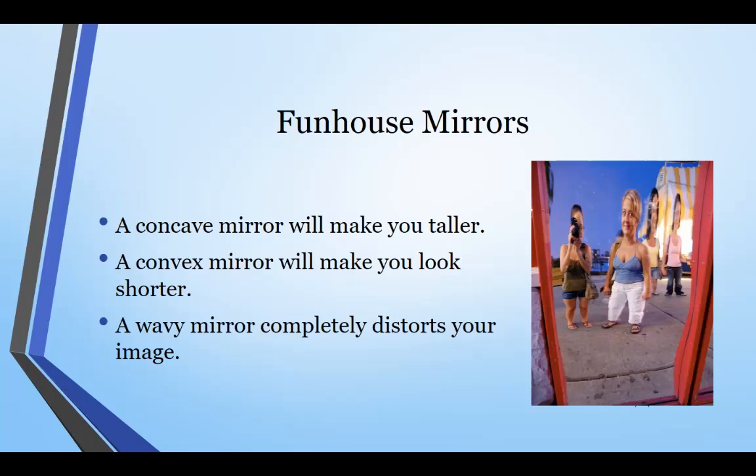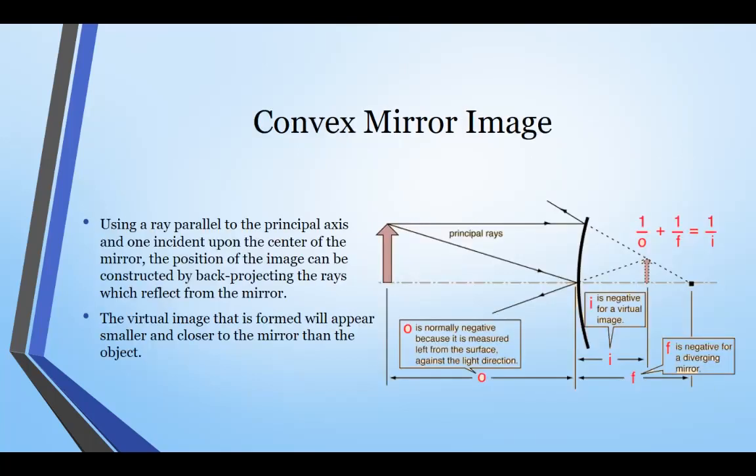At this point, we really want to start thinking about how to do ray diagrams, and I'll use another video to show this very specifically. But using a ray parallel to the principal axis and one incident upon the center of the mirror, the position can be constructed by back tracing the rays. Remember, the light doesn't actually go through the mirror, it bounces off. So we can back trace to produce this.